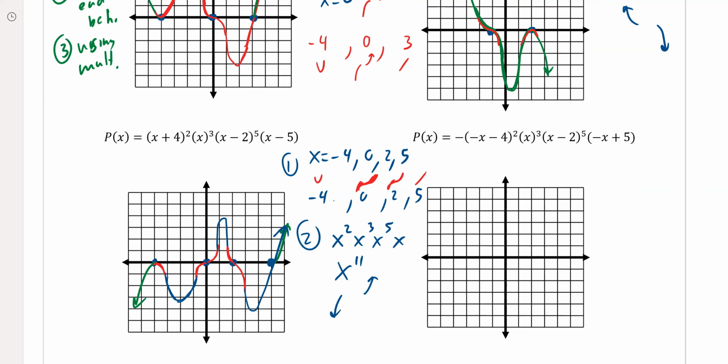Okay, so for the last one, it's yours. I want you to find the zeros, find the end behavior, and then use the multiplicity to graph it. So hit pause now and give it a shot.